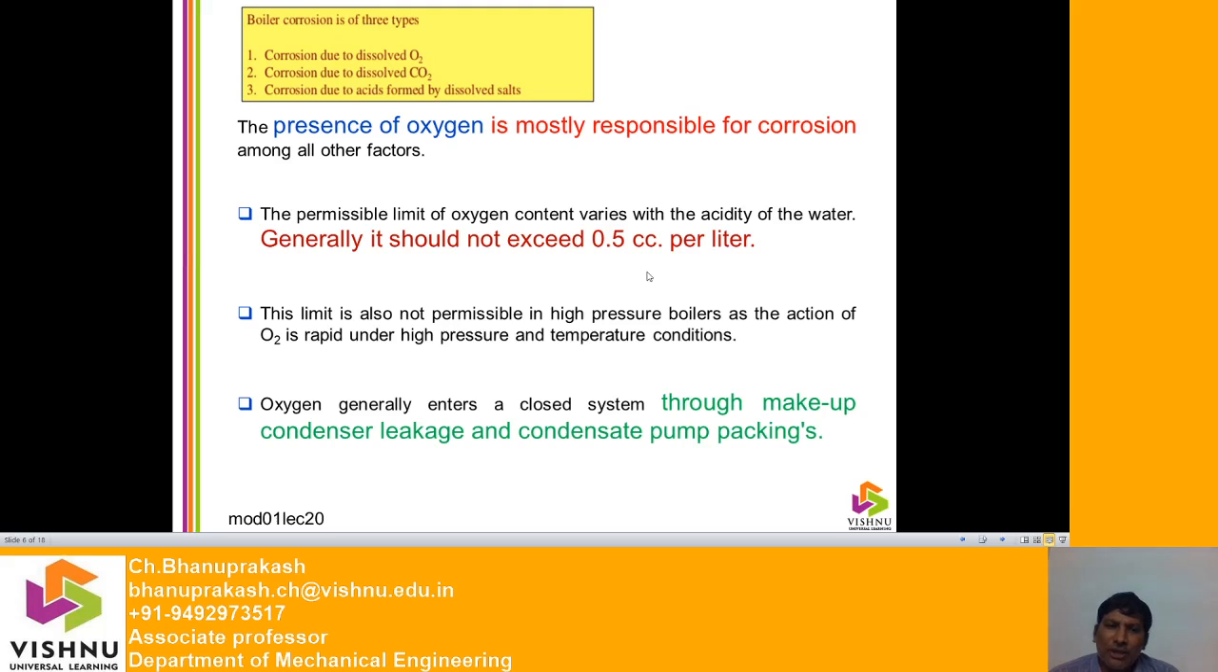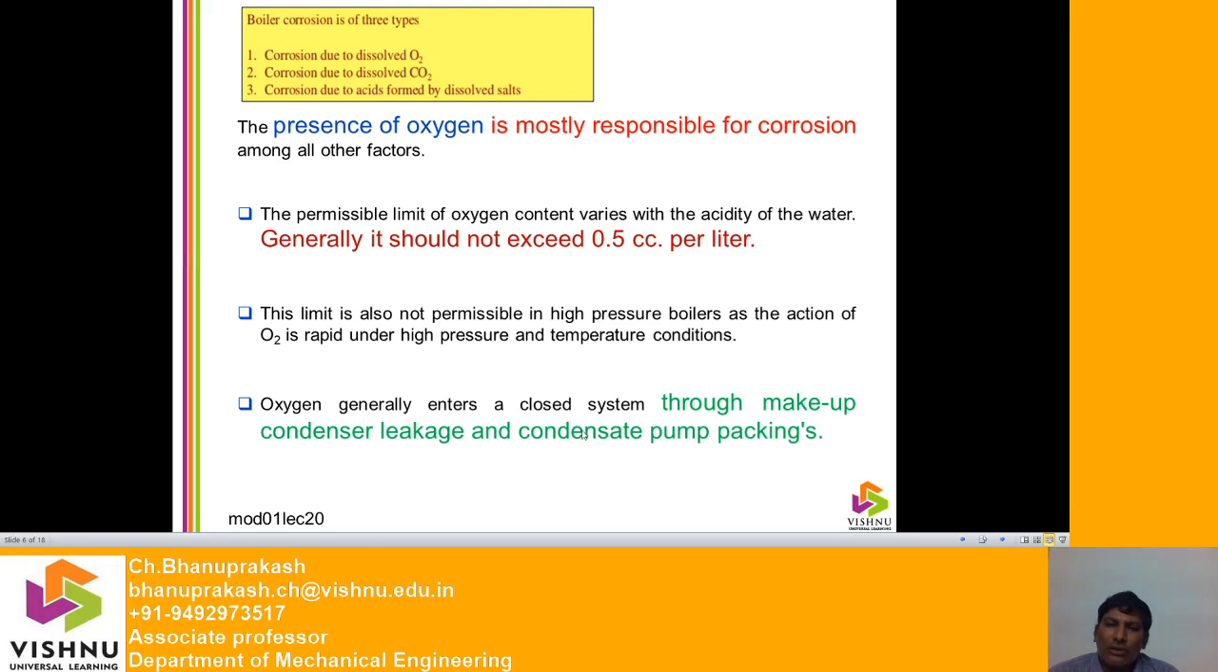So what is the permissible limit of oxygen? Generally, it varies with the acidity of the water. Generally, it should not exceed 0.5 cubic meter per liter. Is this limit common? No, this limit is not common for all. It is not permissible in high pressure boilers because the action of O2 is rapid under high pressure and temperature conditions.